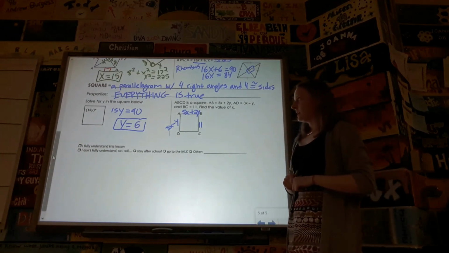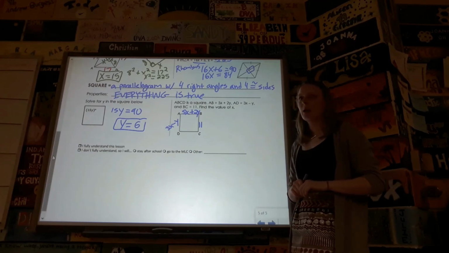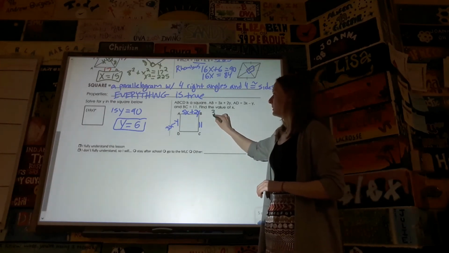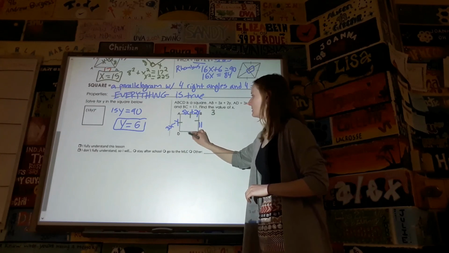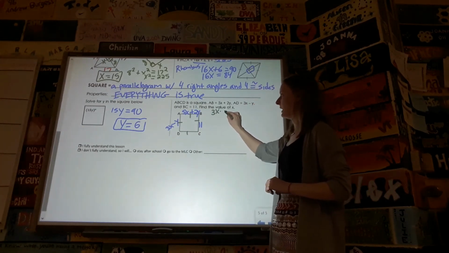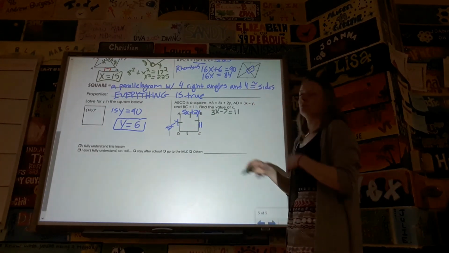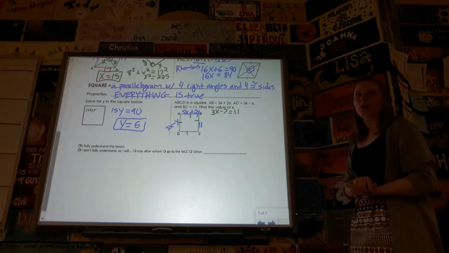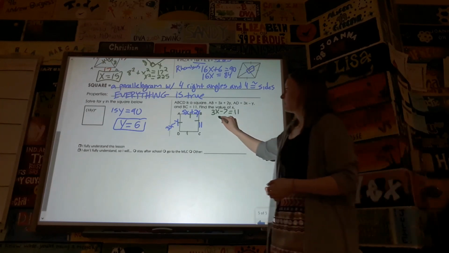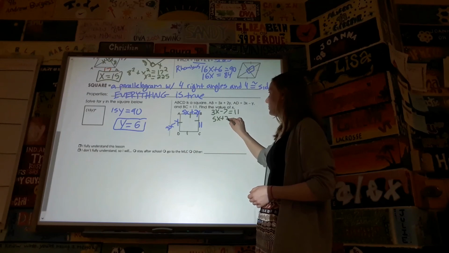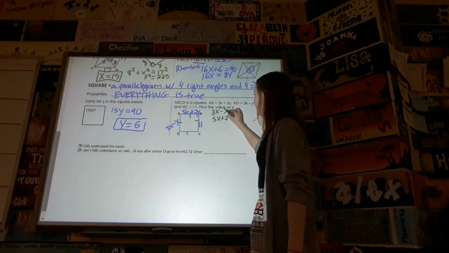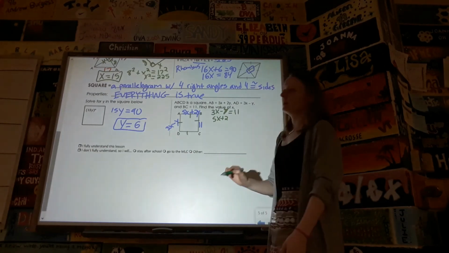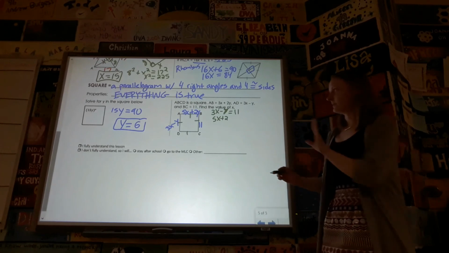Now, what equations could I write? 3x minus y. All sides are congruent. That is correct. So what's an equation I could write? 3x minus y equals 11. Okay? What's another one? We could also say that 5x plus 2y. Oops, sorry. I have this weird thing where I accidentally write y's and 7's interchangeably.